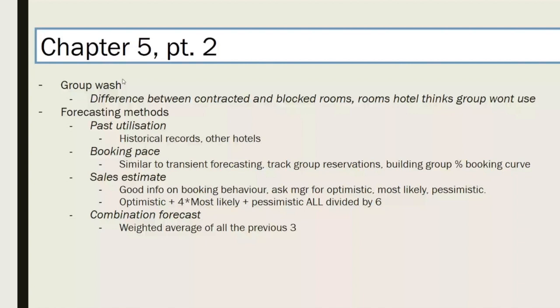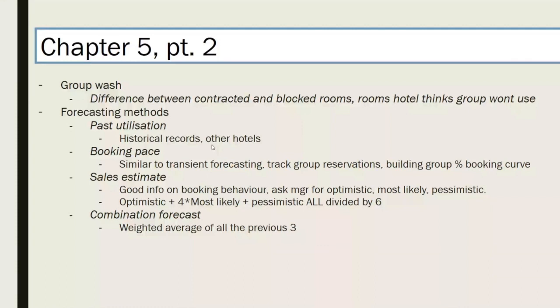For forecasting methods, you've got four main ways to do it. You've got the past utilization of the group, which is looking at historical records, looking at other hotels, and calculating the utilization rate, which is the actual arrivals divided by the tentative group booking block. So you're looking at how much of the rooms that were originally booked are being used, how much the group uses.